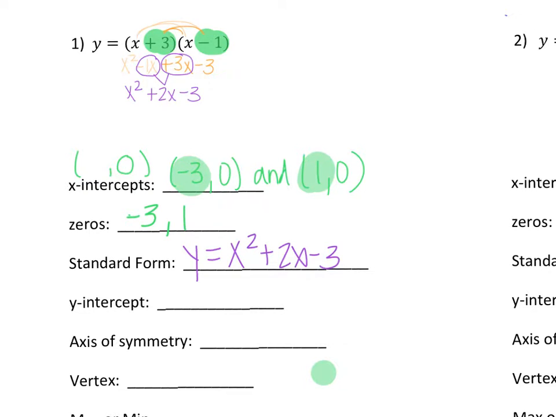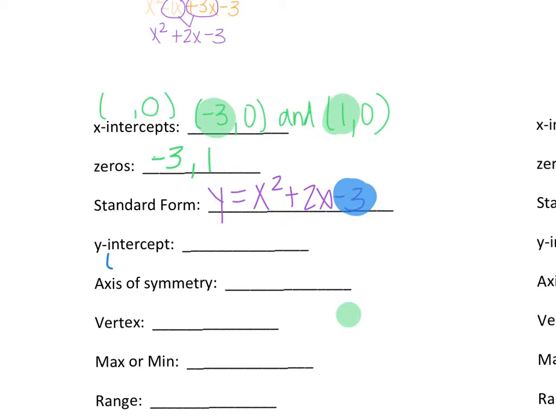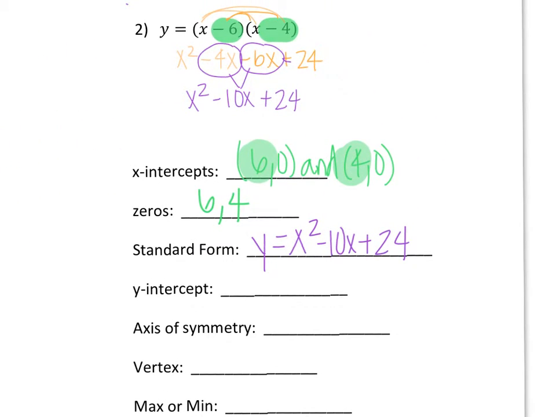So for problem 1 on the back, I have standard form of y equals x squared plus 2x minus 3. That means my y-intercept is negative 3. Remember that all y-intercepts in ordered pair are always 0 and then some number. So it's going to be 0 and then negative 3 for number 1. I'm going to look at problem 2 where my standard form is y equals x squared minus 10x plus 24. So my y-intercept would be my 24 here. So in ordered pair form, that would be 0, 24.